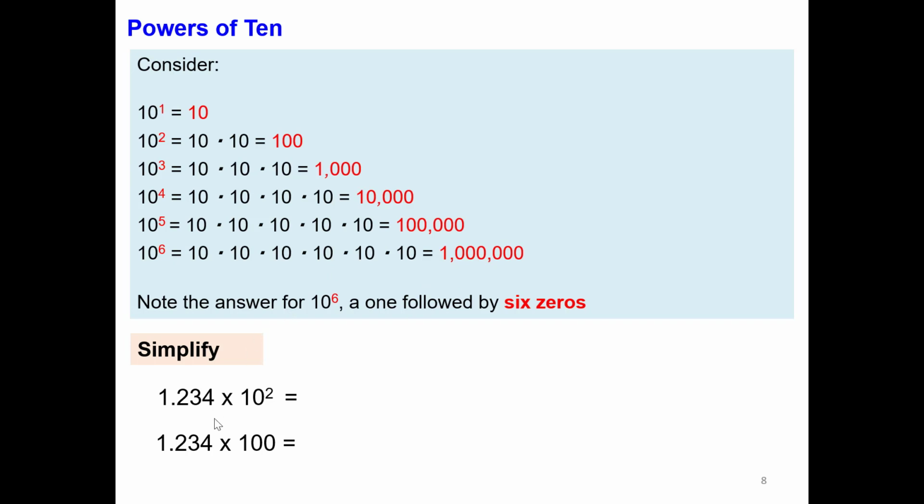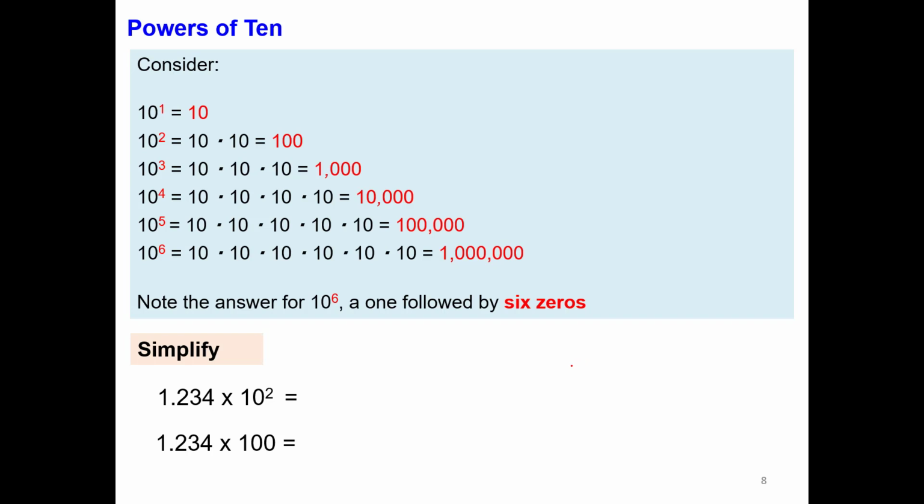Now we want to simplify this expression, 1.234 times 10 to the second power. But we know 10 to the second power equals 100. Yes, 2 zeros after 1. And to solve this one, we can rewrite it as 1.234 times 100.